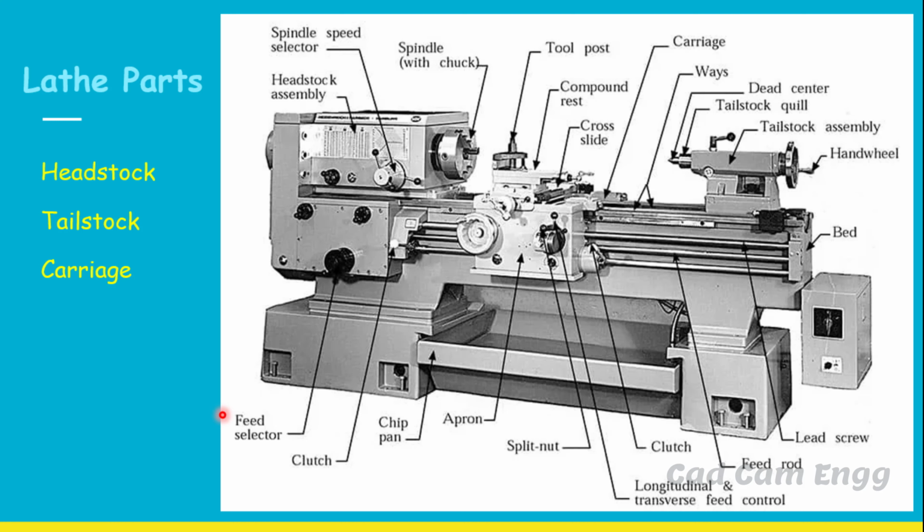Basically, we divide the lathe machine into three categories: headstock, tailstock, and carriage. See, this is called the headstock. It has the spindle and some of the control system. Next, the tailstock: wherever we have a head, the same way we have a tail. So this is called the tailstock. The middle portion is called the carriage. The carriage holds the tool, and it also moves between the headstock and the tailstock.